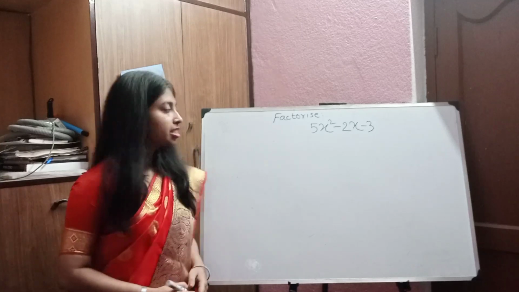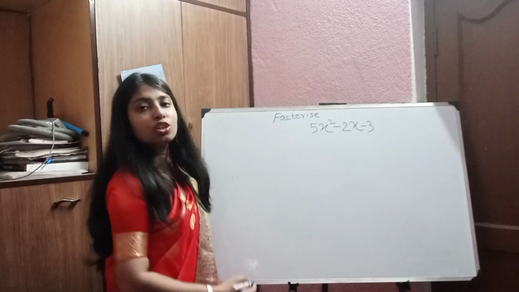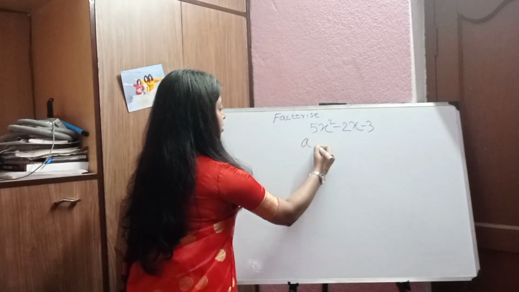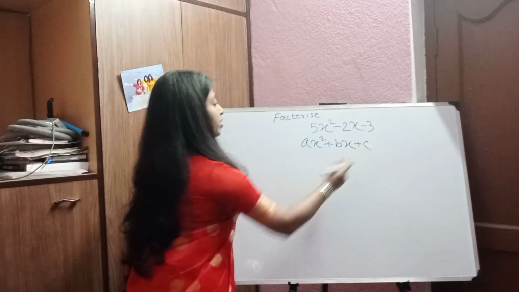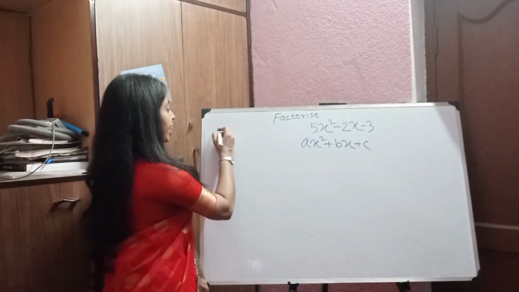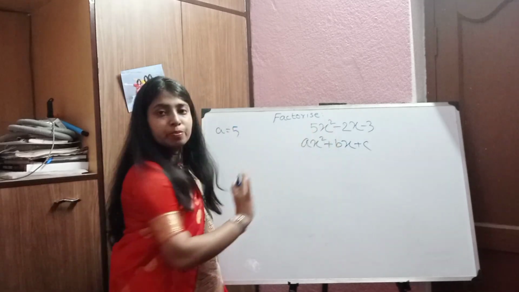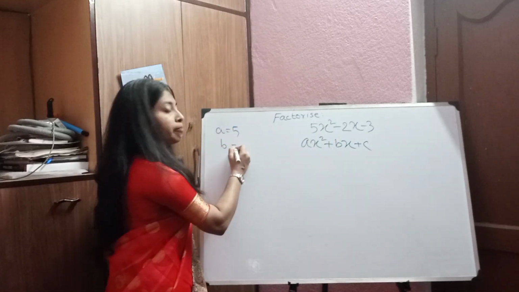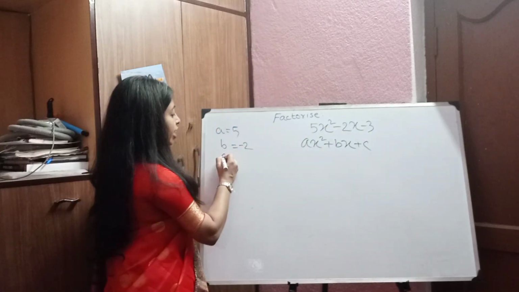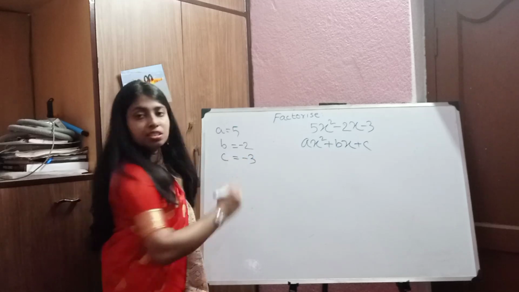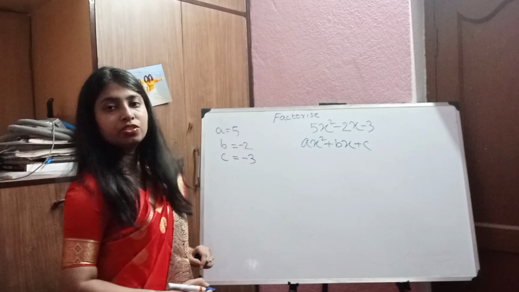Now let us take another example. This expression is 5x square minus 2x minus 3. So if we write this expression as ax square plus bx plus c in this form, and if we compare, we get a is equal to 5. Now plus, here is plus b, here is minus 2. So the value of b will be minus 2. Now here is c and here is minus 3 again. So the value of c will be minus 3. So we have a 5, b minus 2 and c minus 3.